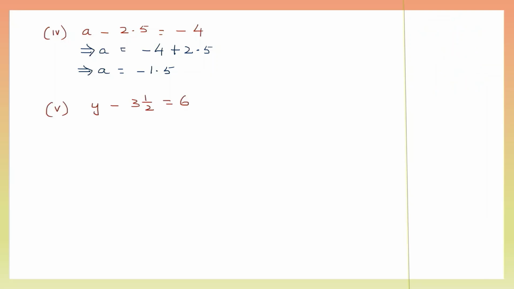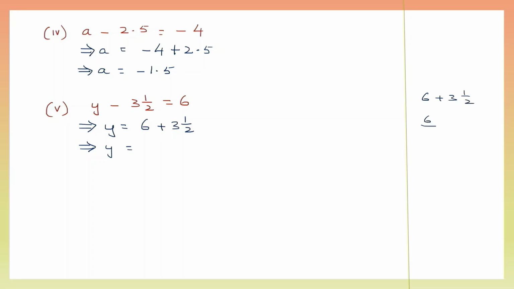Question 5. Y minus 3 1 by 2 equals 6. So let's solve for y. Y equals 6 plus 3 1 by 2. So let's find the value of y. We'll solve it here. 6 plus 3 1 by 2.